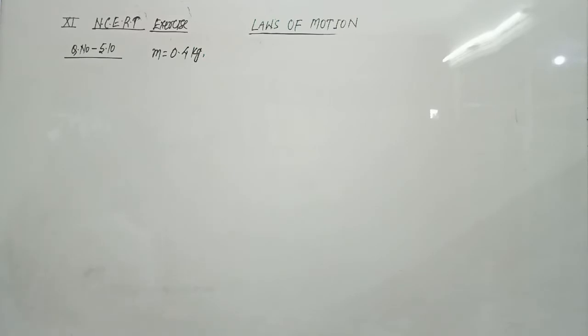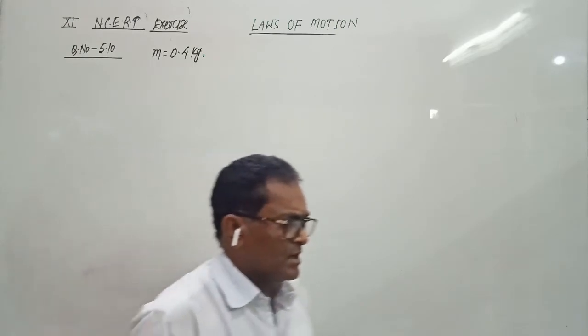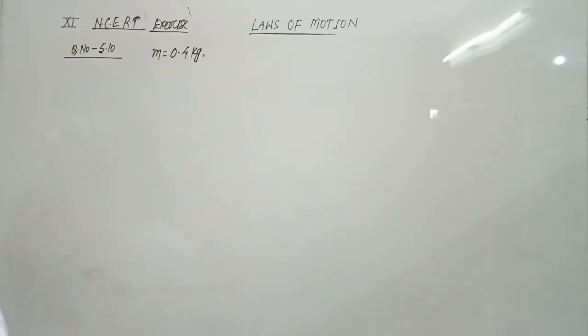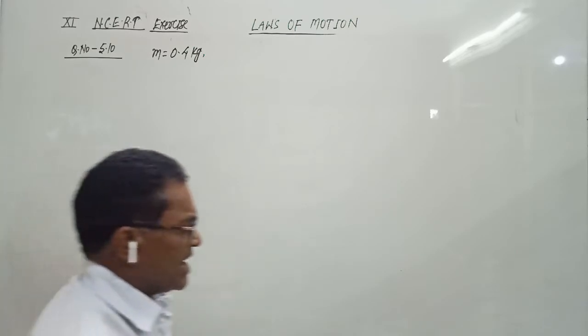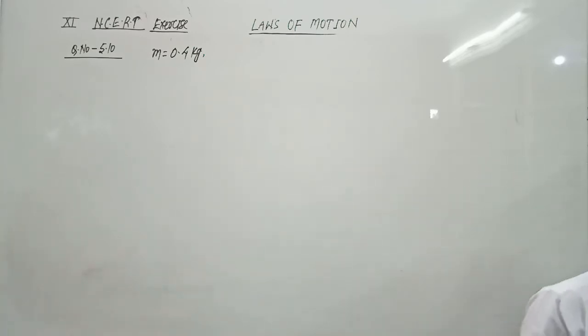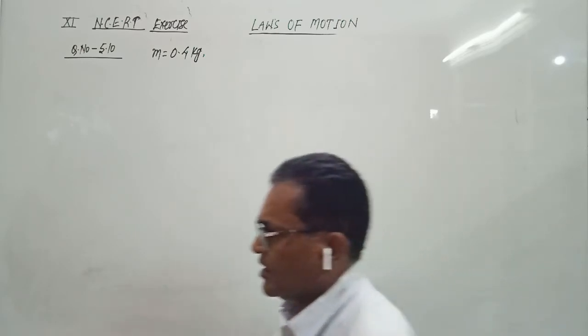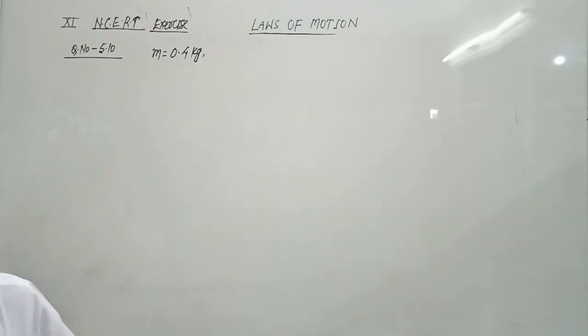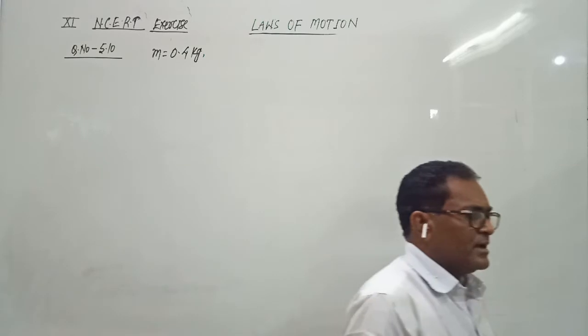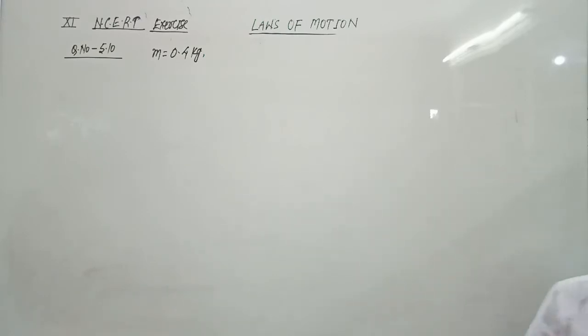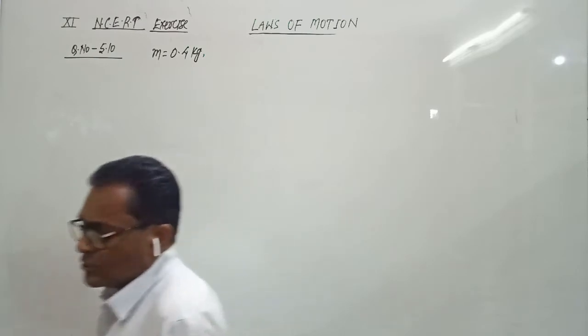It is subjected to a constant force of 8 Newton directed towards the south. The force is acting on the body directed towards the south, and the body is moving with a speed of 10 meter per second to the north. Means the force is applied on the body in a direction opposite to the motion of the body.